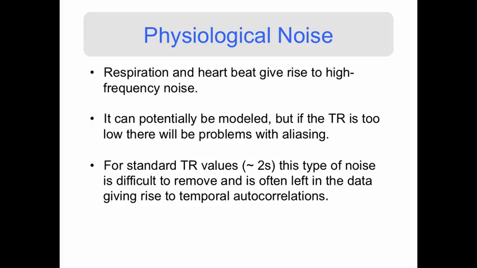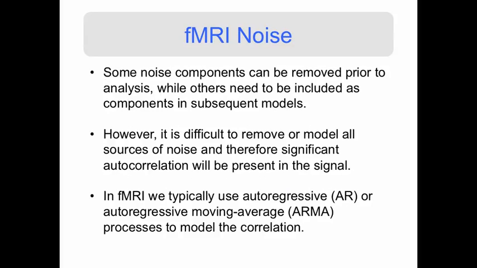So for standard TR values, this type of noise is typically very difficult to remove unless you have measured it using an outside source of measurement, like hooking up some body scan or something like that. For these reasons, it's often left in the data and thus gives rise to temporal autocorrelations. So in general, some noise components can be removed prior to analysis, while others need to be included as components in subsequent models. However, as I said, it's difficult to remove or model all sources of noise, and therefore there's going to be significant autocorrelation in the resulting signal.